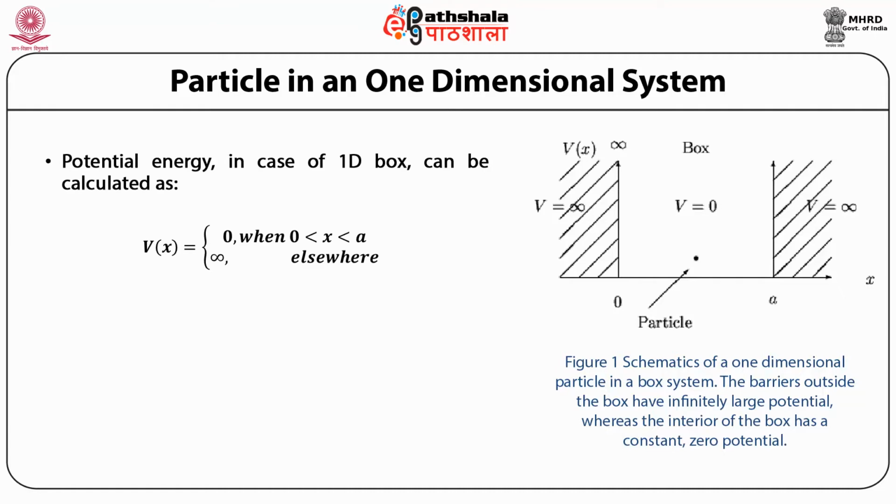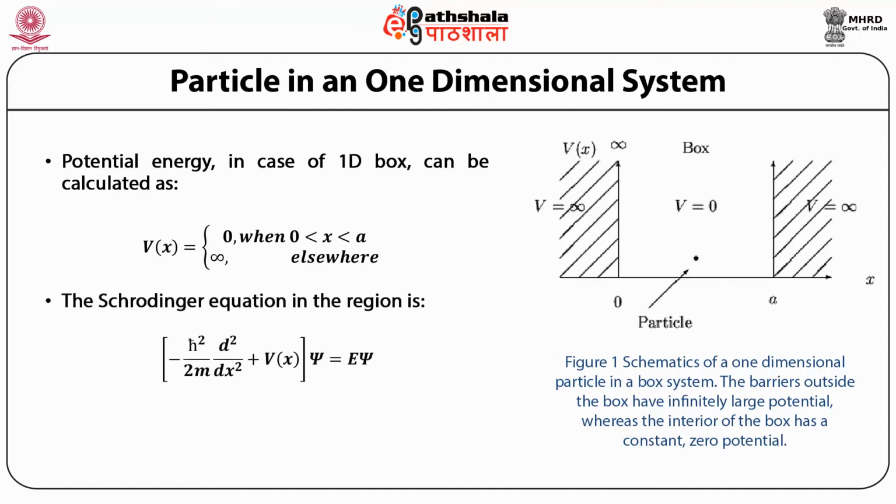Potential energy in the case of the 1D box can be calculated as V(x) equal to 0 when x is varying from 0 to a, and is infinite elsewhere. So the Schrödinger equation in this region is minus h-cut square by 2m multiplied by d square by dx square plus V(x), this whole multiplied by psi equal to E psi, with the boundary conditions shown in this figure.